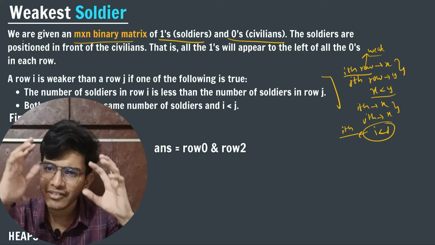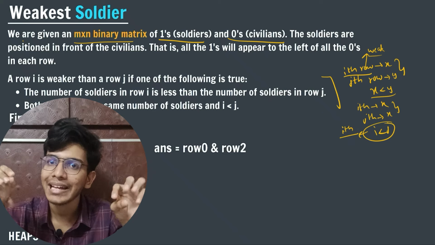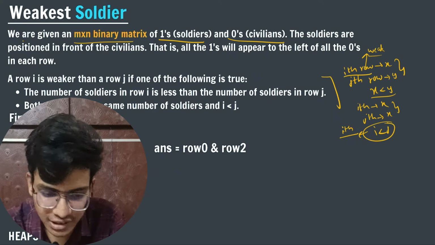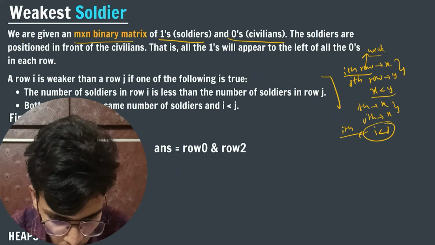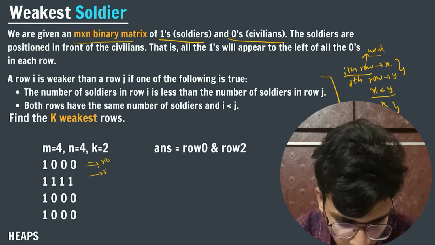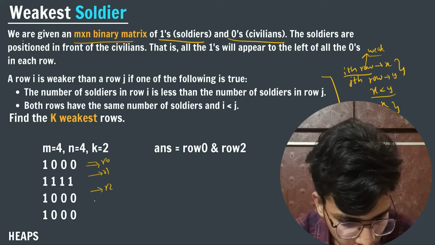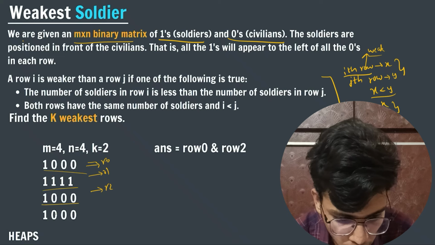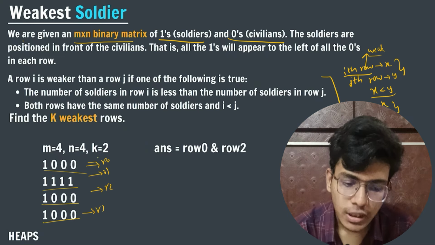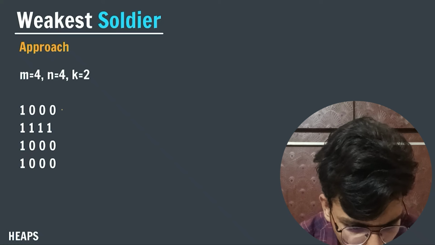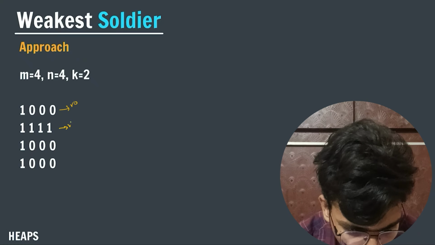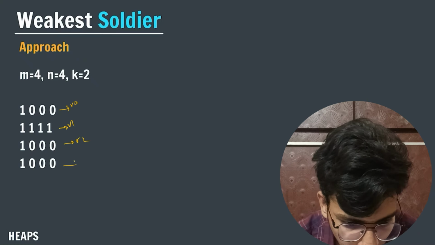Now the user has given me a two-dimensional array, and I need to tell which row is the weakest. This is row 0, row 1, row 2, and row 3.